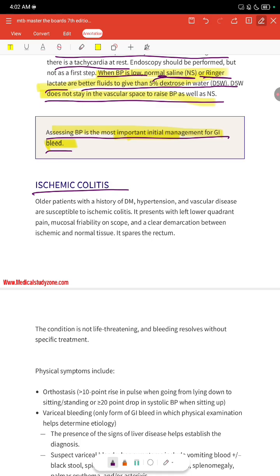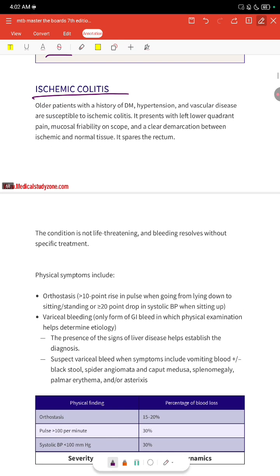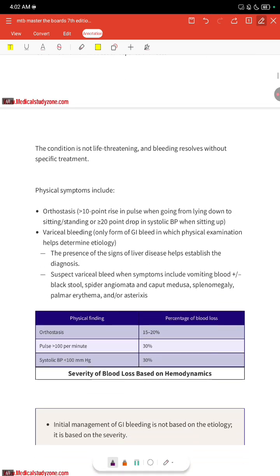Ischemic colitis. Older patients with a history of DM, hypertension and vascular disease are susceptible to ischemic colitis. It presents with left lower quadrant pain, mucosal friability on scope, and a clear demarcation between ischemic and normal tissue. It spares the rectum.